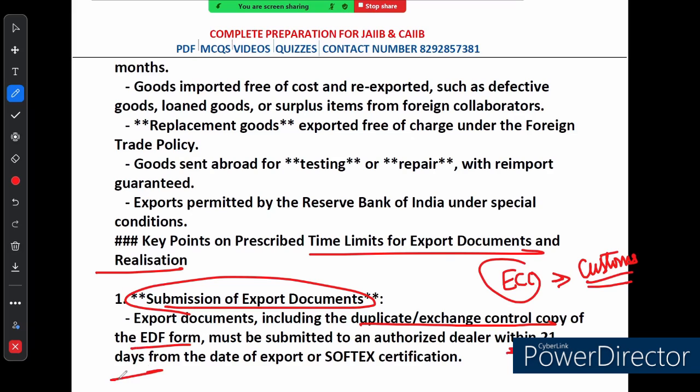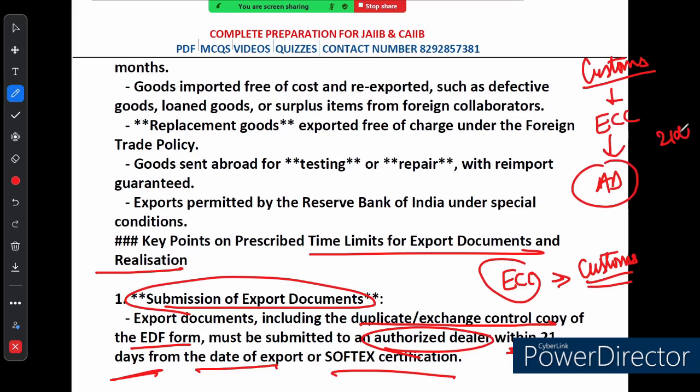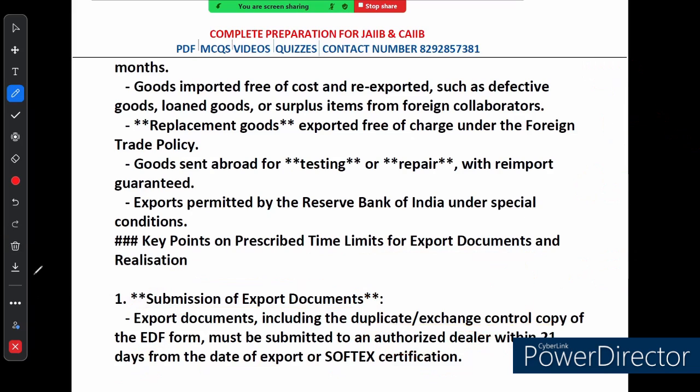Remember this day, this is very important. Within 21 days from the date of export or the Softex certification to your authorized dealer. Obviously we have just discussed that after customs provides you the exchange control copy, you need to submit it to your AD, and within how many days does this have to be done? This has to be done within 21 days after making the export or Softex certification. So remember this key point, very, very important.